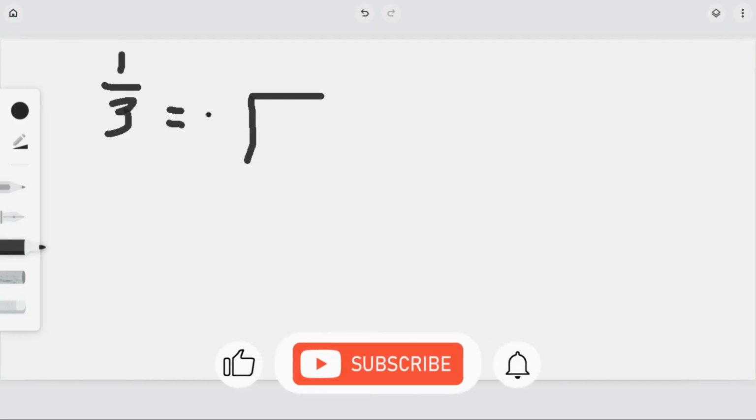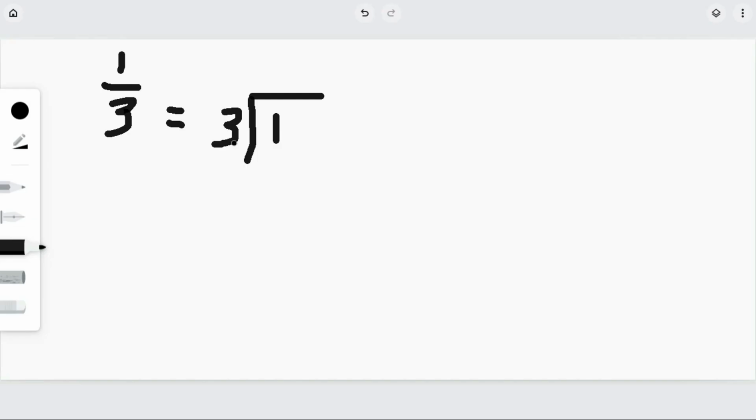So the 3 will be here and the 1 will be here. Now the first thing is, how many 3 can you find in 1? There's nothing. We can't find any 3 in 1. So since that is not possible, we are going to put a decimal point here and a decimal point here. Let the decimal points be straight, and after that we are going to put 0 here.